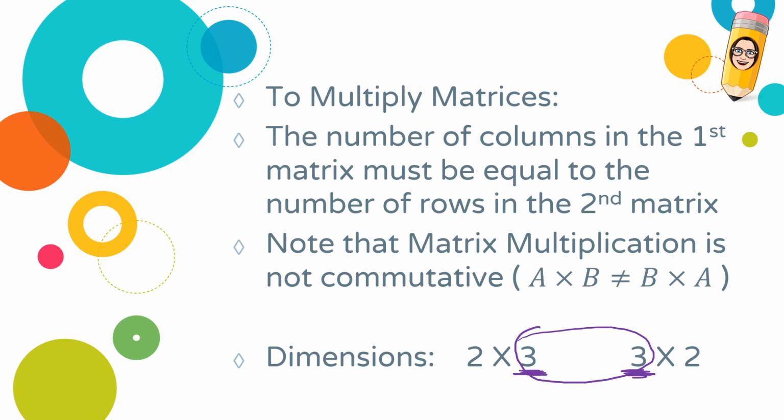And here's the really interesting thing. The number of rows and the number of columns end up being the dimensions of your new matrix. So if you write the dimensions in order, this is a trick, if the inner numbers are the same, you're good to go. And the outer numbers become your new matrix.